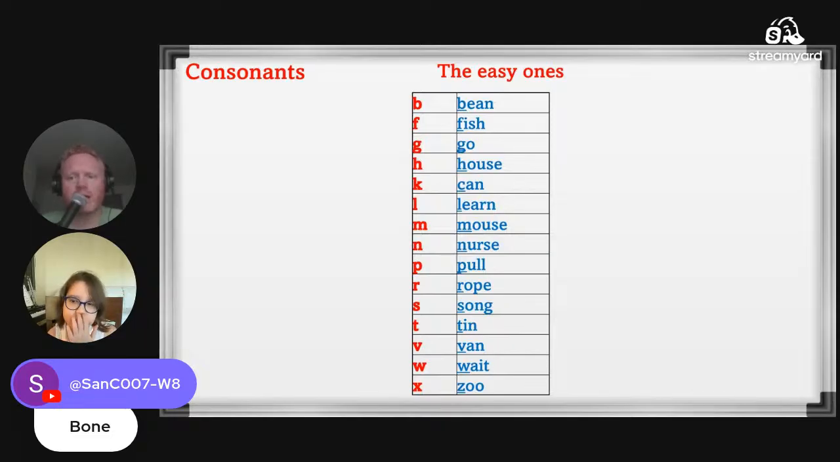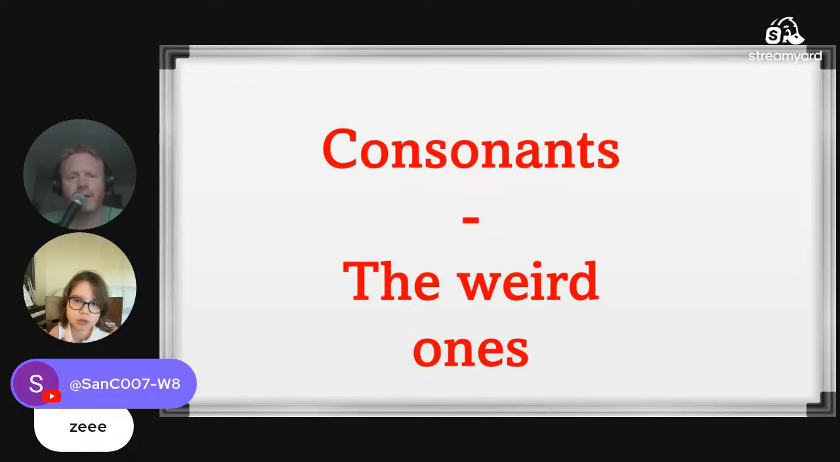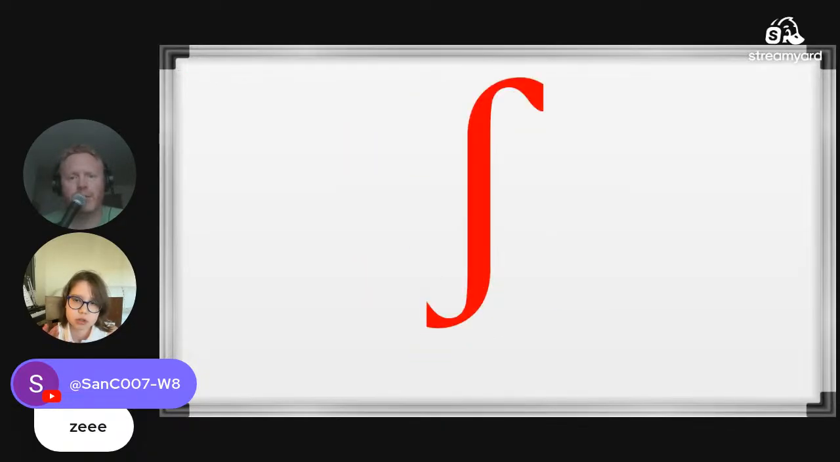That's all easy. Maybe you noticed before, a lot of the IPA symbols are the same as the English letters, but some are very weird. So now we're going to do the weird ones. Are you ready for the weird ones? Okay. Starting with this one, it looks like some kind of snake. What's this one?